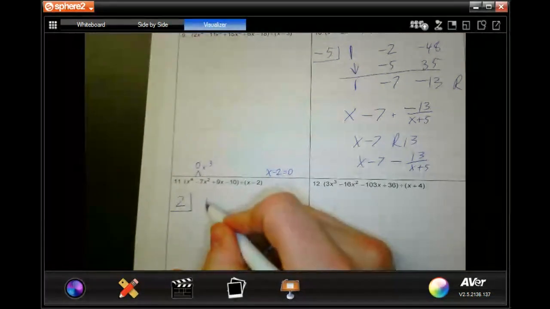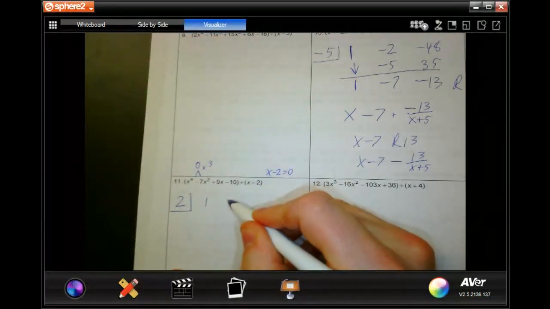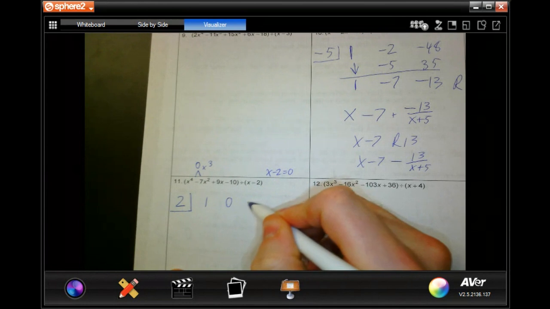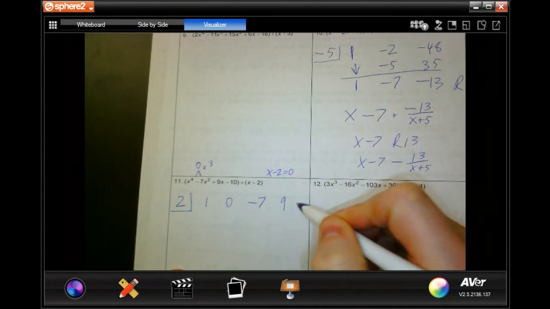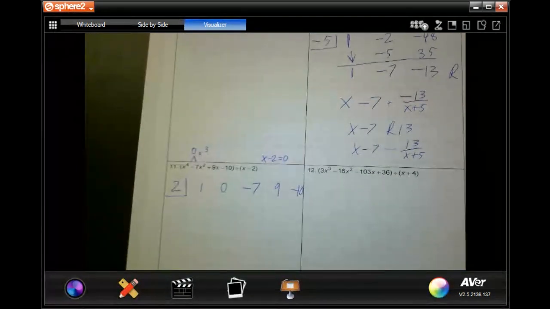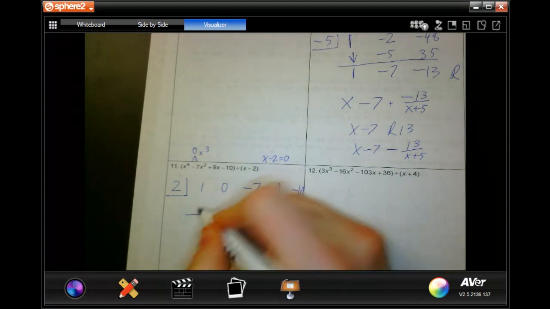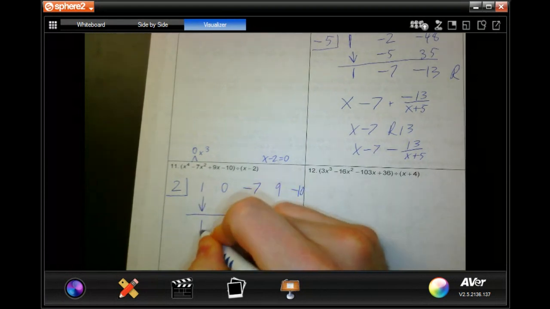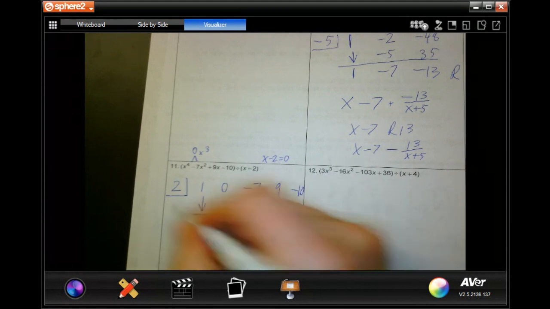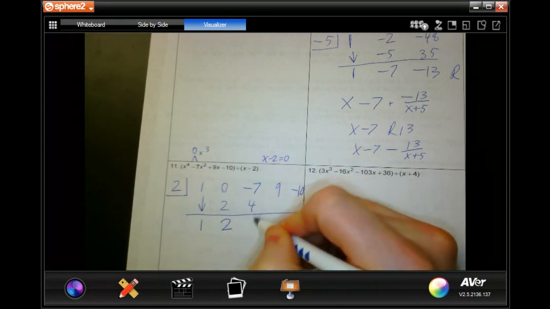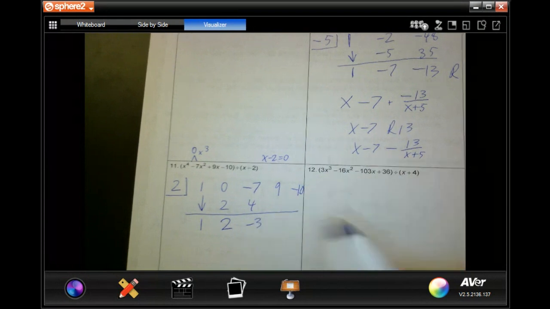And then we have 1x to the fourth, 0x to the third, negative 7x squared, positive 9x, and then negative 10 as our constant. All right, and then we can just set this up here. You drop the 1 down. All right, and then 1 times 2 is 2. Remember, you add together. 2 times 2 is 4. You add together, negative 3.